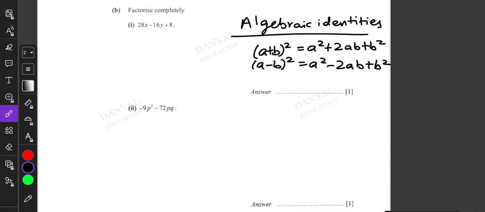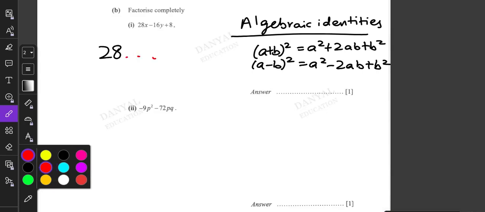Alright, so it says 28x - 16y + 8. So you can already tell what is your a. Your a is 28x, right? Okay, minus 2ab plus b squared. This question, try yourself. I already gave you the first hint, it is 28 something.